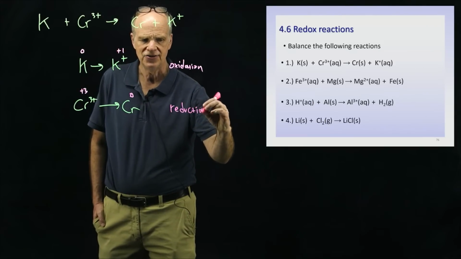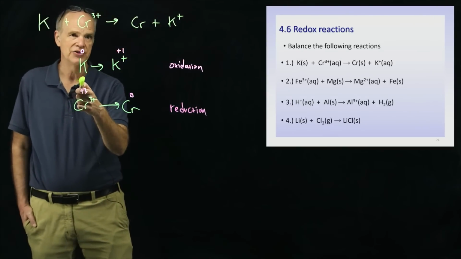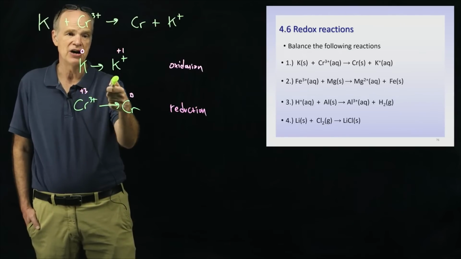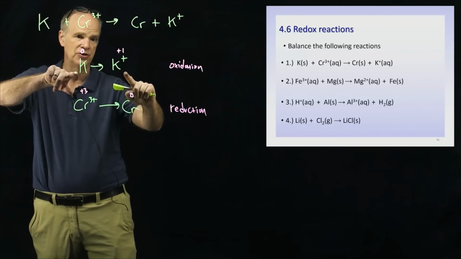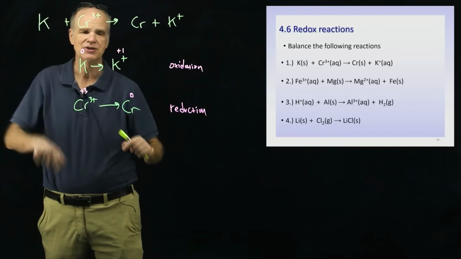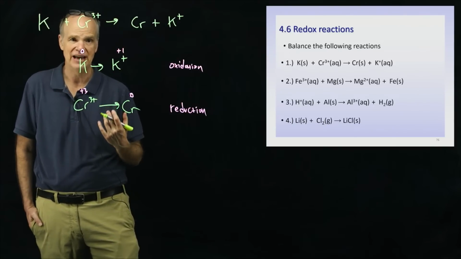Okay. So the next step is to make sure that in these half reactions the number of atoms are balanced here on the reactants and products side. And you can see with potassium we have 1 atom on each side, so those are balanced. With chromium we have 1 atom on each side, so those are balanced. Okay, so those are balanced, and so now we have to deal with electrons.